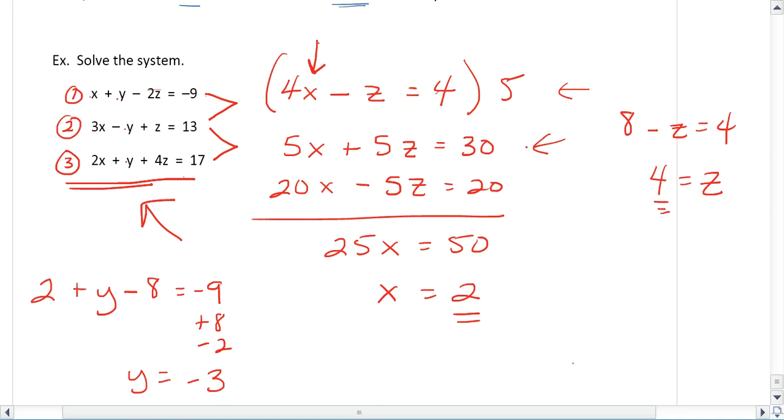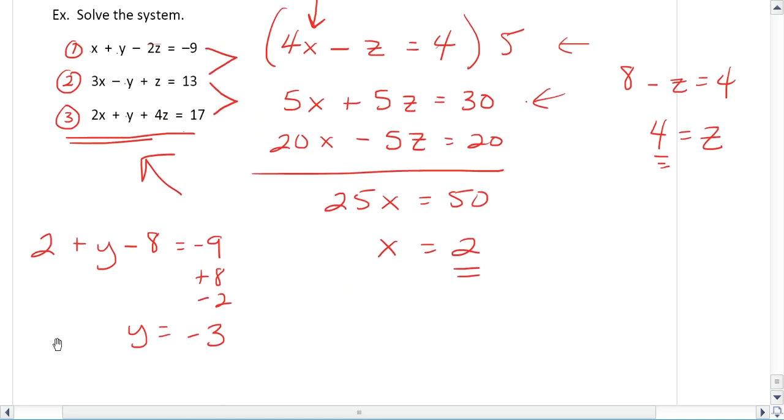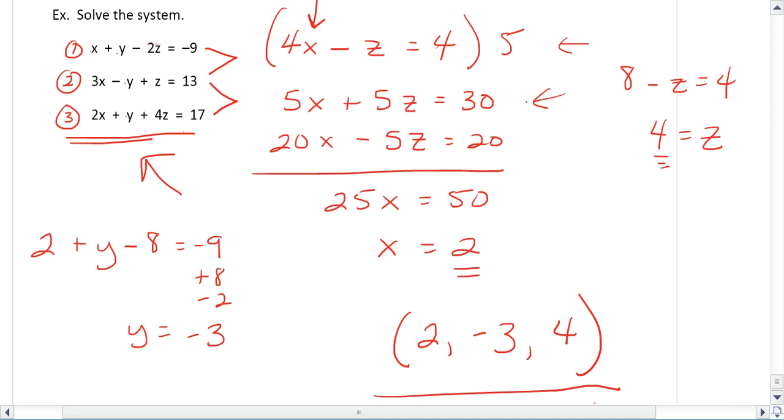So this is a location on a graph. It is a 3-dimensional graph, and so we do put these in alphabetical order to state the location. So we have 2 is the x, negative 3 is the y, and 4 is the z. So that's the solution for 3 equations and 3 variables.